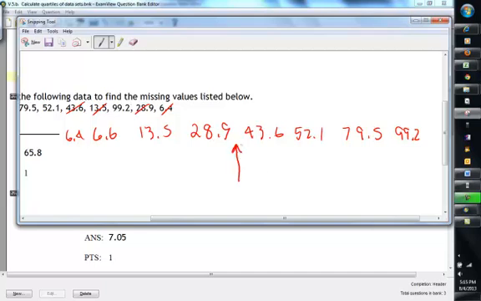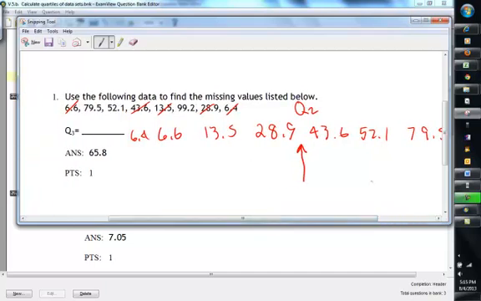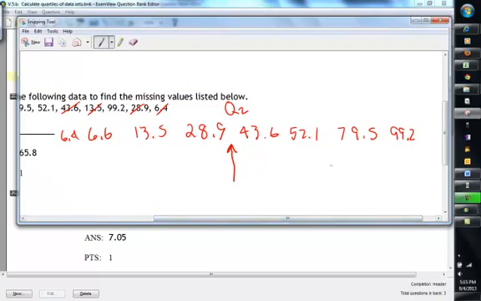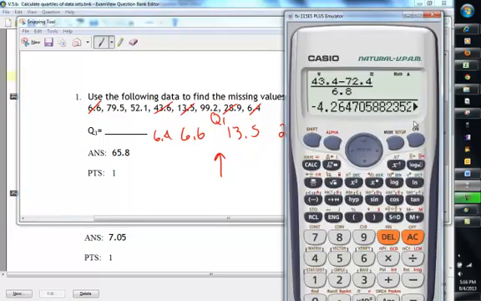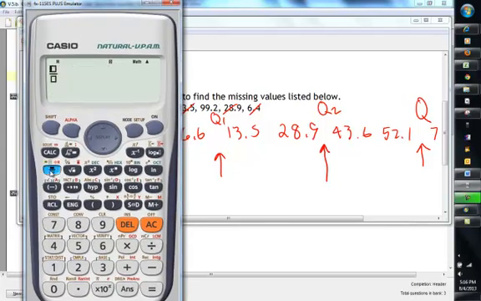So the middle value, Q2, is halfway between these two. Q3 is the middle of these 4, and Q1 is the middle of those two. Okay, so Q1 would be 6.6 plus 13.5 divided by 2, which is 10.05.